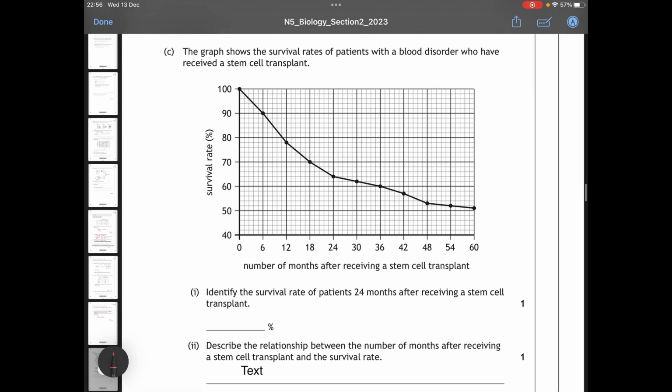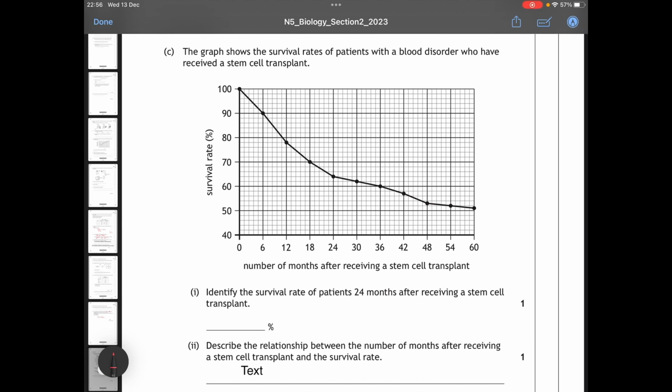Okay, another skill we need to have in biology, and you've done a lot of that in class already, hopefully, is to interpret graphs. So this graph shows the survival rates of patients with a blood disorder who have received this stem cell transplant that was mentioned up above. It shows you the survival rate of individuals months after receiving the stem cell transplant. So it drops from, as you can see, 100 to just over 50%.